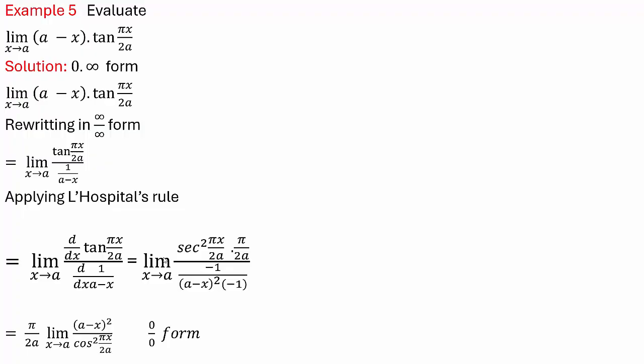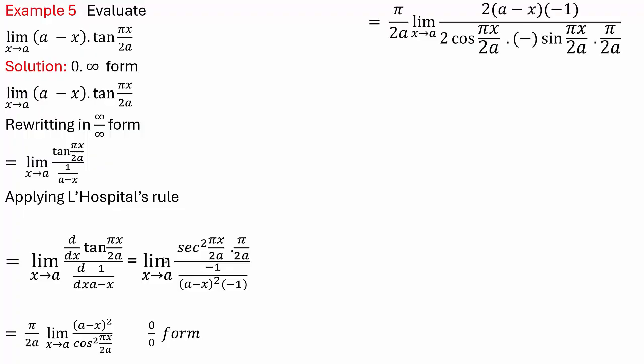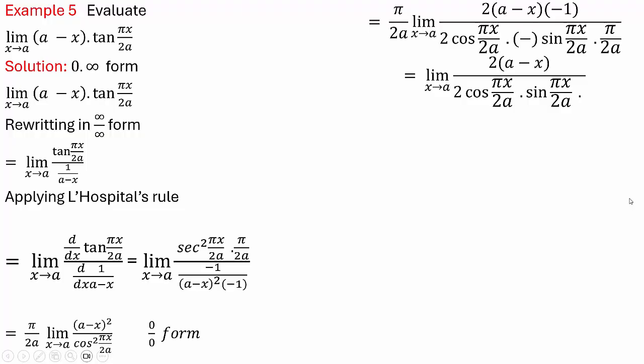This is a 0 by 0 form, and hence it becomes pi by 2a limit x tends to a. Applying L'Hospital rule, derivative of numerator divided by derivative of denominator becomes 2 times a minus x into minus 1 divided by 2 times cos of pi x by 2a into minus sine of pi x by 2a into pi by 2a. Now, pi by 2a from numerator and pi by 2a from denominator get cancelled.